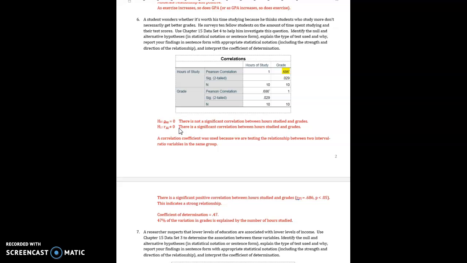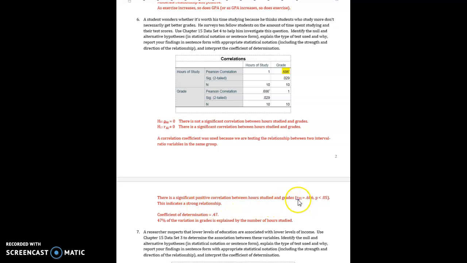Next step is to say what's the type of test used and why. So we say a correlation coefficient was used because we're testing the relationship between two interval level variables in the same group. To make your conclusion sentence, now you're looking at the SPSS output. First line is your R value, and to determine significance, we're looking at the second row. The sig is your p-value. Here we see that a p-value of 0.029 is less than 0.05, so we conclude, because it's less than 0.05, that we should reject the null and say that there is a significant positive correlation between hours studied and grades.